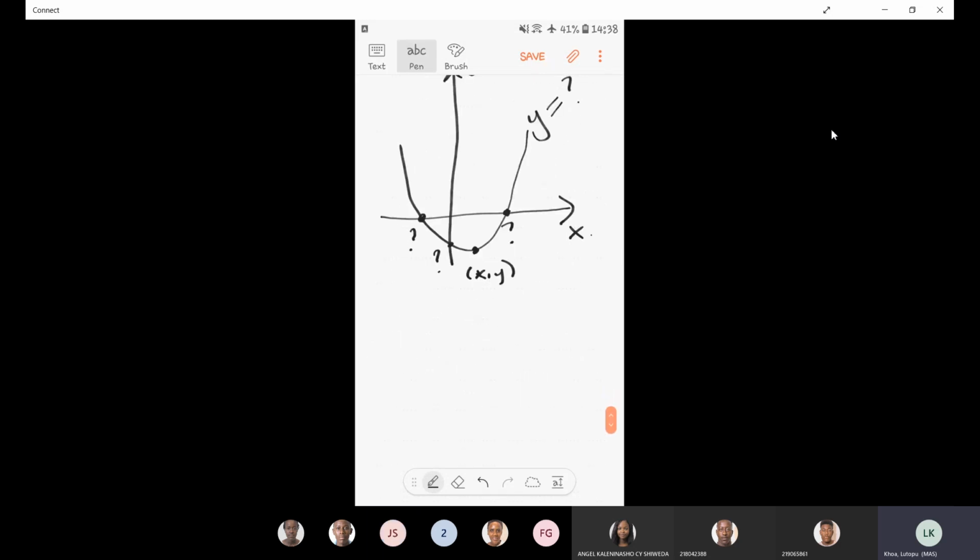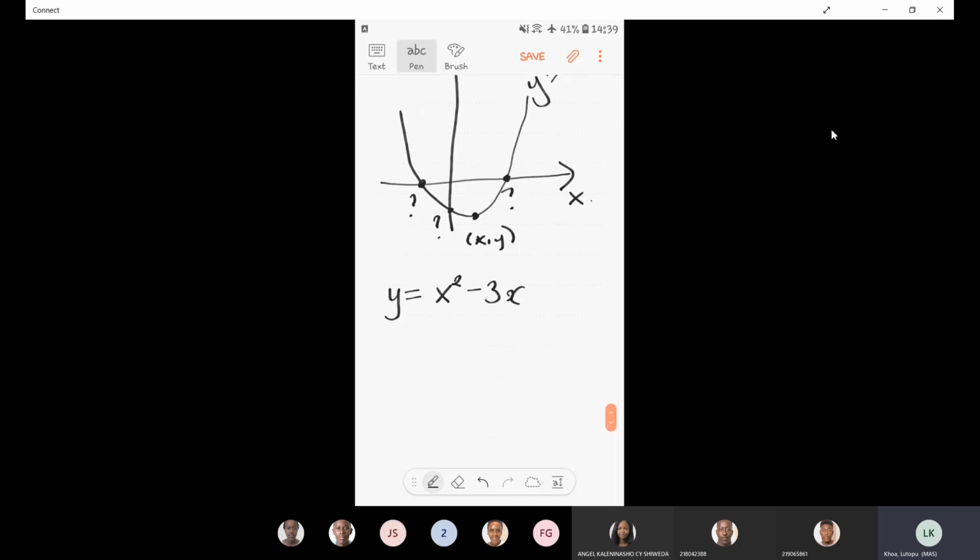So let's look at one example where we have to sketch. So we have y is equal to x squared minus 3x. Okay, so we know what we need. We need the intercepts where x is equal to 0, then where y is equal to 0, and then the minimum. Now this minimum or maximum, we get it from completing the square. So that means we write our equation in this form: a(x minus p) squared plus q.